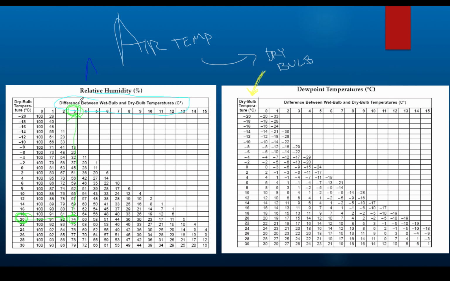And remember that the wet bulb is always less than the dry bulb because of evaporation. So it's 3 degrees less. If the dry bulb was 20 and we determined the difference was 3, the wet bulb would have to be 17 degrees Celsius. I don't know what's going on with my computer and the lines, but we're going to keep going here.